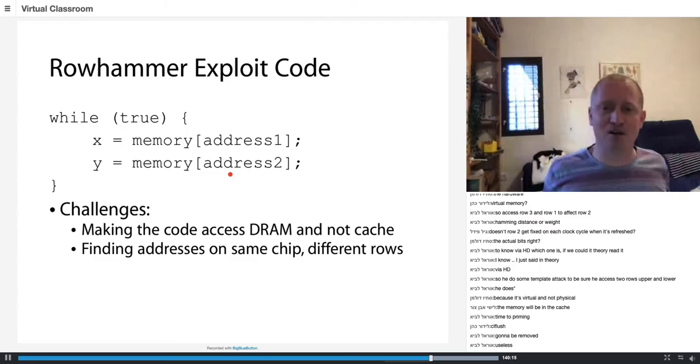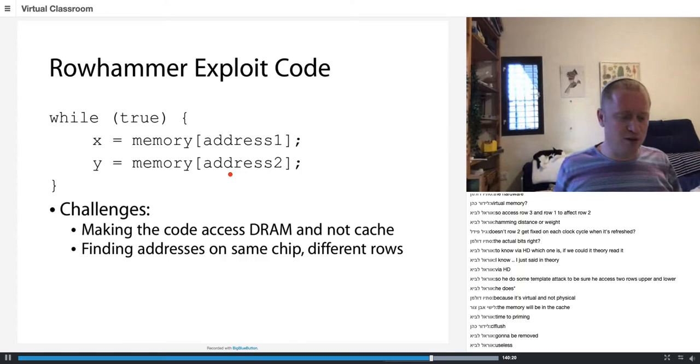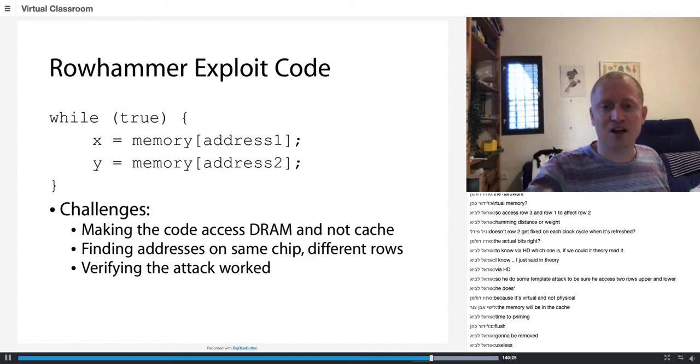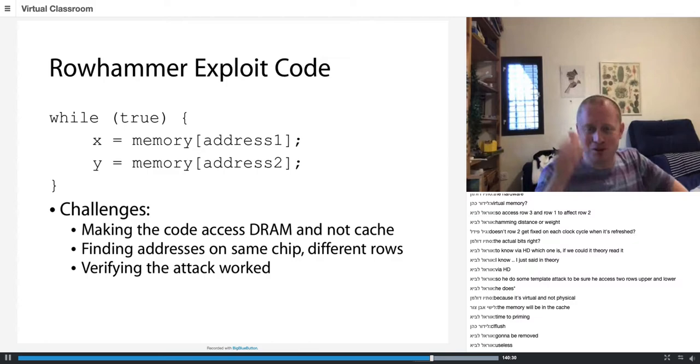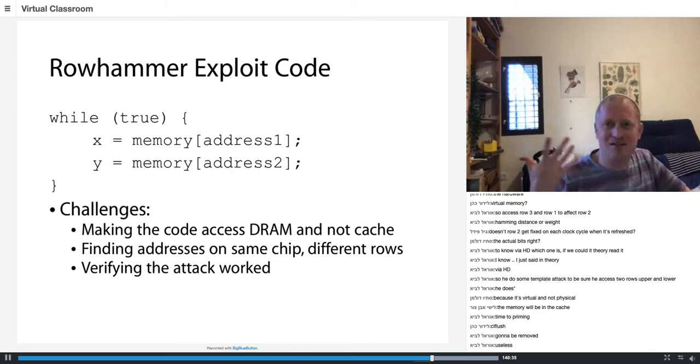And then it's just a matter of getting the victim to sit in the right place. And now another challenge is you need to verify that the attack worked. So as I told you, you can't actually read from the victim's memory. So you need to be very creative in actually turning this into an exploit. And the challenge is, how do I exploit this?